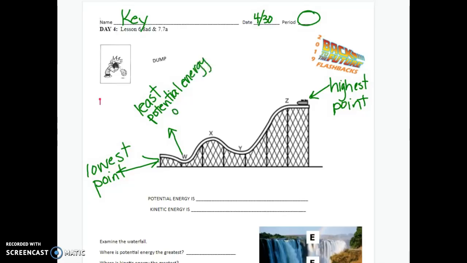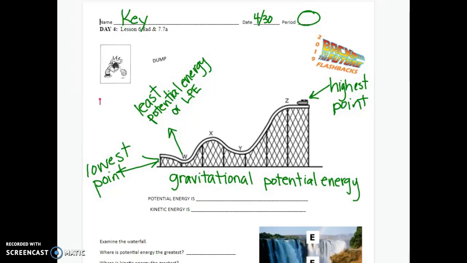Another way of saying potential energy when we're talking about height is gravitational potential energy. And the lower it is, the closer to the ground, the lower the potential energy, the lower the gravitational potential energy of that object. And just the opposite, the highest point is going to be where you have the greatest potential energy or greatest gravitational potential energy. That's where you're going to have the most stored energy. Potential energy, remember, is stored energy.